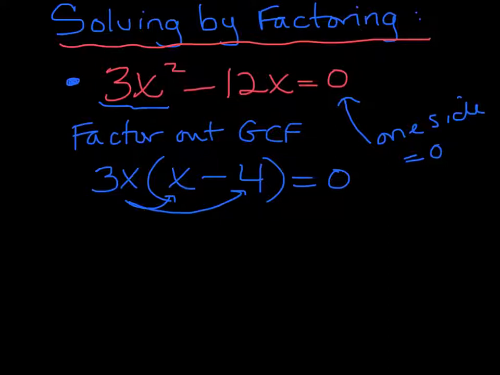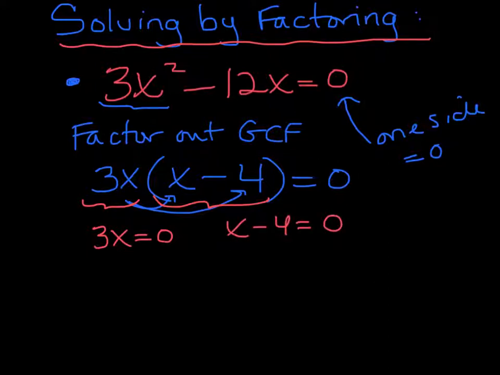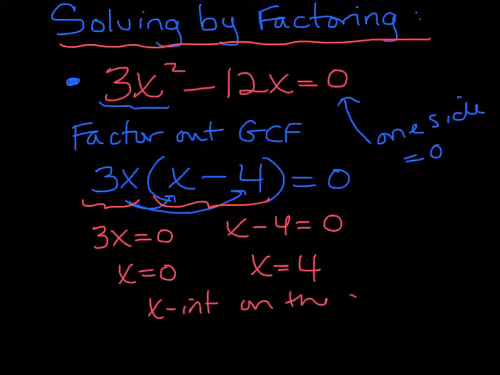So I'm ready to set each factor to 0. This is considered one factor, and this is considered another, and I'm going to set each one to 0. Remember, if I multiply two things and get a 0, one of those things has to be a 0. That's why we're able to do this. So when I solve this one, I just get 0. Whenever I pull out an x, I'm always going to get a value of 0, and 4. So this one has two solutions, which I should get for a quadratic. And you're going to see that these end up being the x-intercepts on the graph. That's how you can check your answers. So I have two answers, 0 and 4, my two x values.